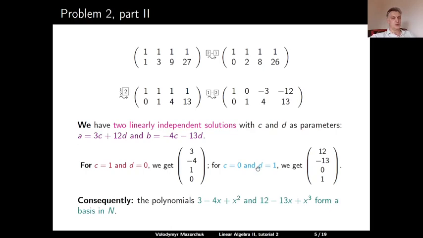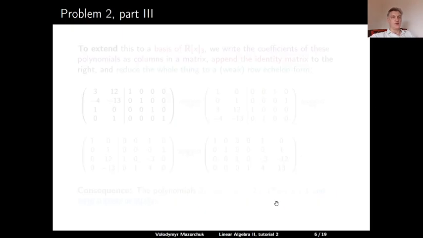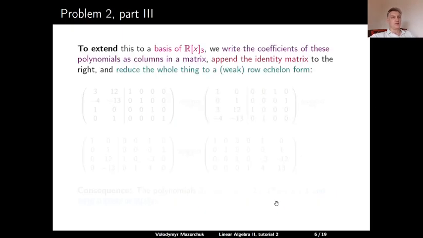Therefore, the corresponding polynomials, so for this vector we have the polynomial 3 minus 4x plus x squared, and for this vector we have the polynomial 12 minus 13x plus x cubed. These two polynomials form a basis of N. Finally, we need to extend this basis to a basis of R[x] sub 3.